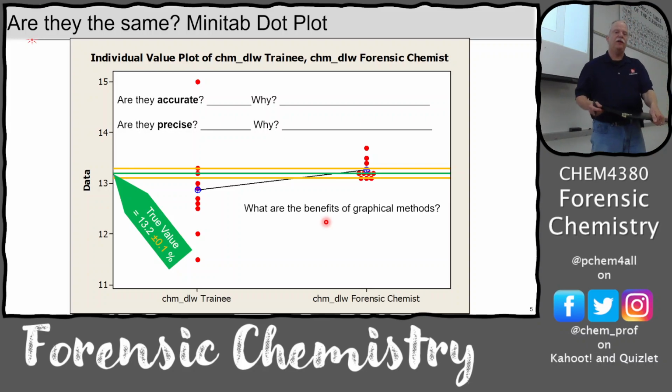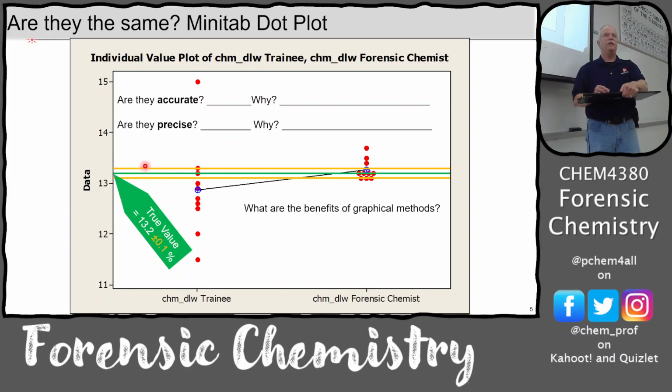Now in Minitab, you have some standard plots that you can do. This one is called an individual value plot. So this is all of the data points for the trainee, and you can see the individual data points going all the way up. Here's that 15, down here is the 12, is 11.5. The true value is 13.2, that's the green line, plus or minus 0.1, those are the two yellow lines.